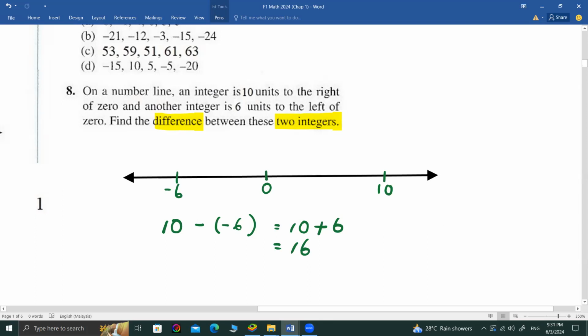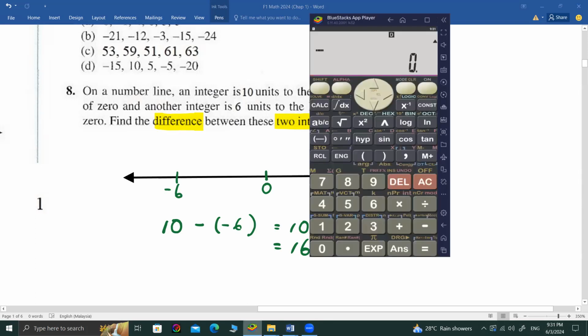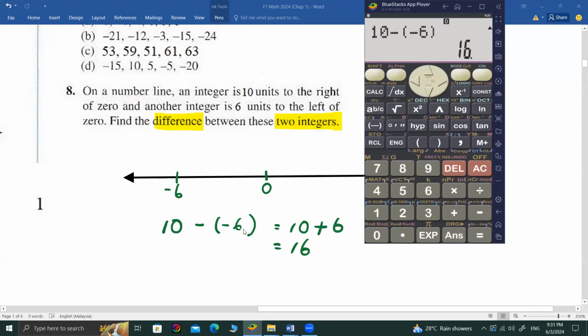Yeah, class, look at my calculator here. You see, 10 minus negative 6, 16. Okay, then? So you can practice with calculator or without calculator. This is without calculator, this is with calculator. All right? Okay, next.